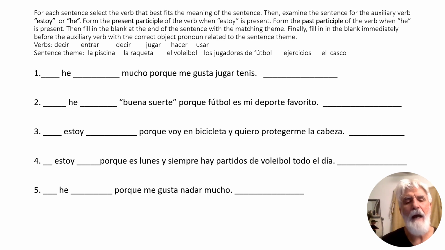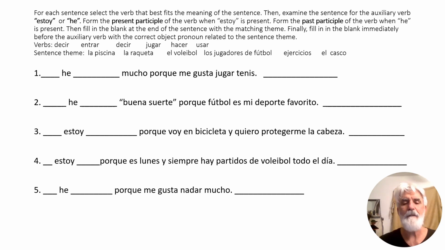I have, yo he usado, because our auxiliary or helping verb is he, so I have to use the past participle. Yo he usado, I have used mucho porque me gusta jugar tenis. And what are we talking about? The racket. Now, we want to use the object pronoun that stands for racket.